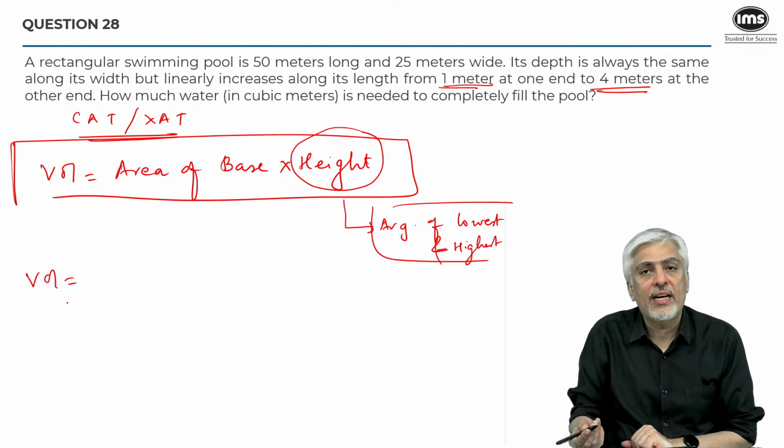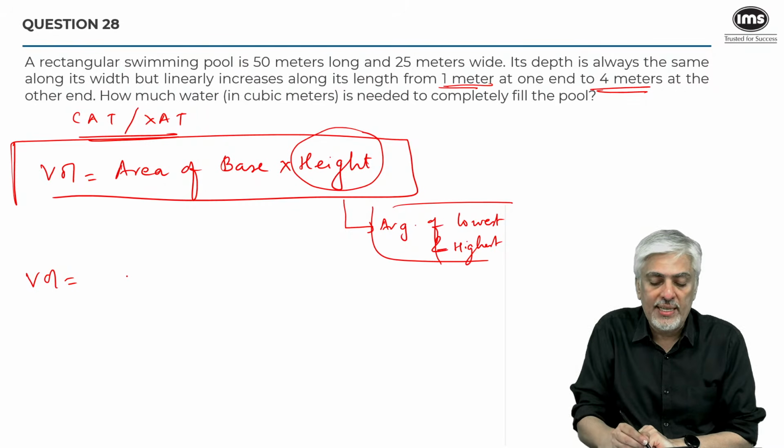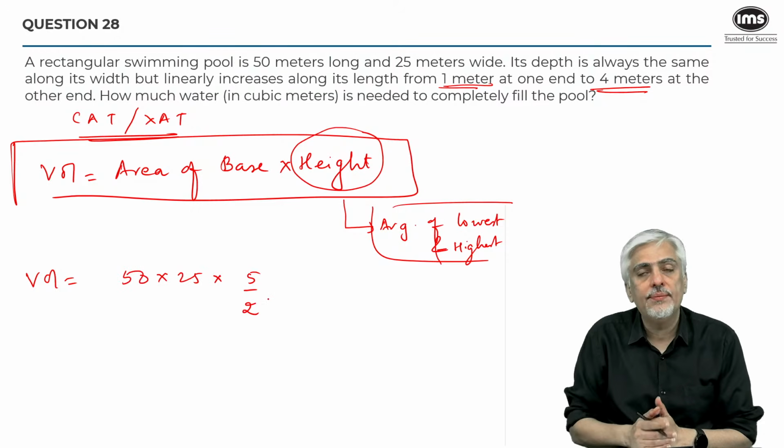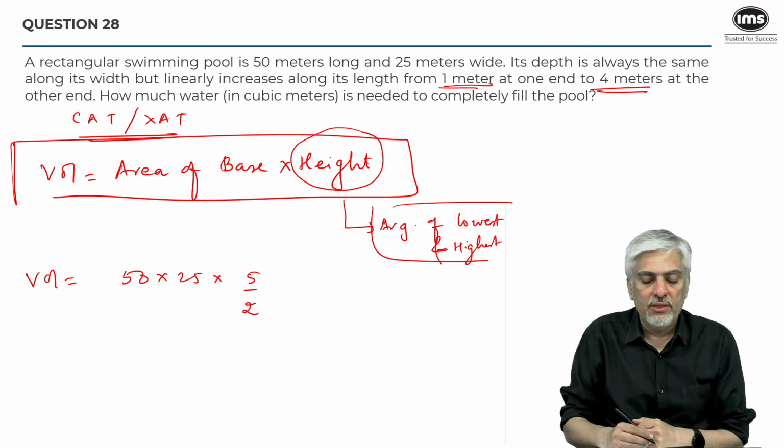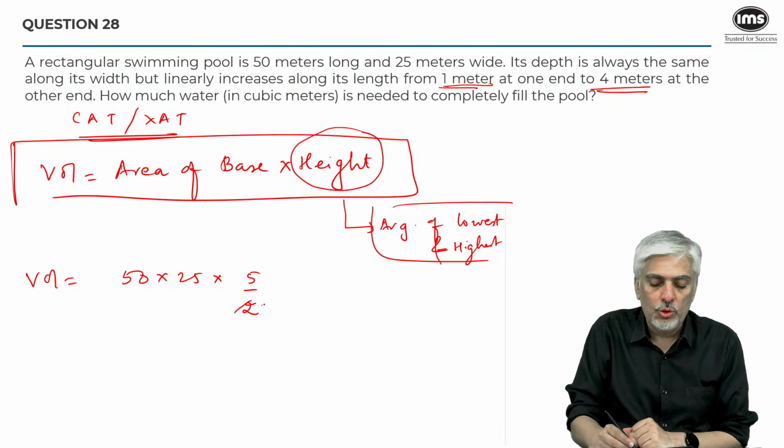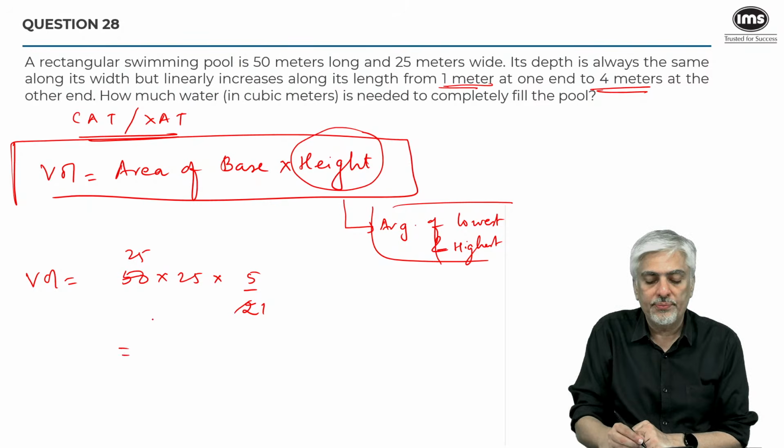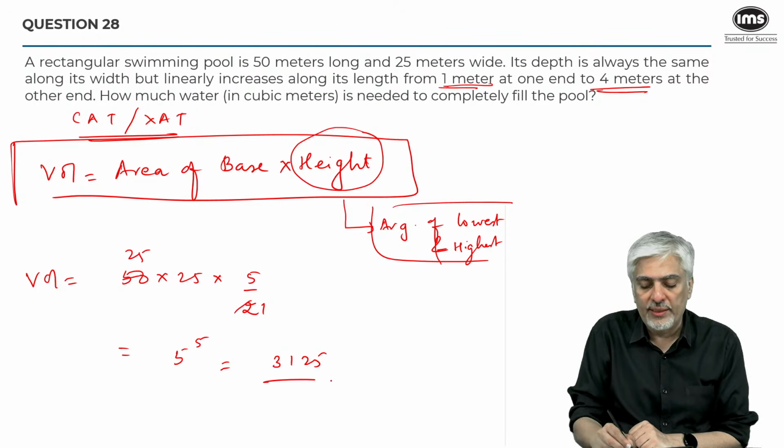And it's a cuboid after that. So volume is area of the base, which is length into breadth into 5 by 2, right? That's it. So what will we get? 2 fives are 10, 25 into 25 into 5, which is 5 raised to 6, divided by 5, so 5 raised to 5. 5 raised to 5 is 3125.